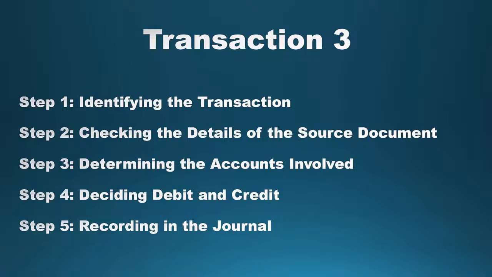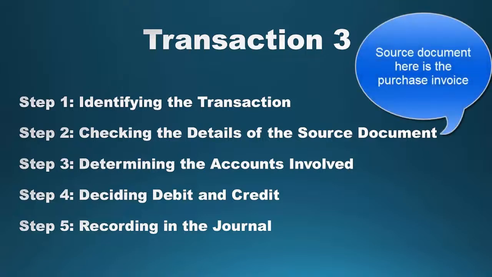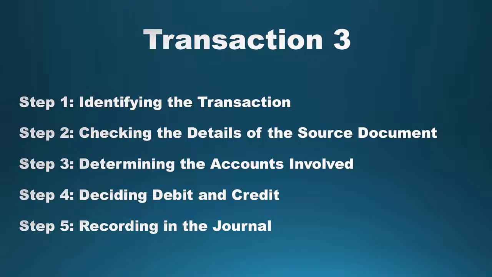Step 2. Checking the details of the source document. The source document for this transaction is the purchase invoice provided by the supplier. This invoice contains all the details we need to record the transaction, such as the date of the transaction, the supplier's name and contact information, a description of the goods purchased, fresh flowers, the total amount owed, $3,000, the payment terms, e.g., payment due in 30 days. Always check the invoice carefully to ensure the details are accurate.